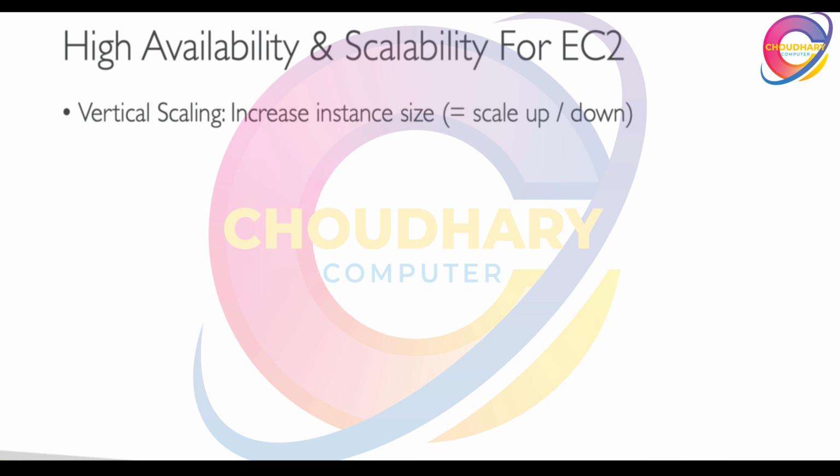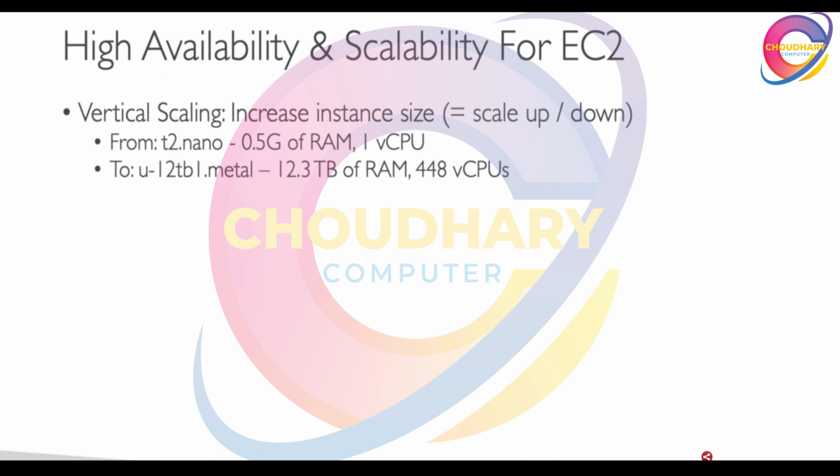So for EC2, what does that mean? Well, vertical scaling, again, increasing the instance size. It's called scale up or down. So for example, the smallest kind of instance you can get in AWS today is T2 Nano, and this is 0.5 gigs of RAM, 1 vCPU, and the biggest is a U-12tb1 Metal, which has 12.3 terabytes of RAM and 450 vCPUs, so quite a big instance, and I'm sure these things will get bigger as time goes along. So you can vertically scale from something very, very small to something extremely large.